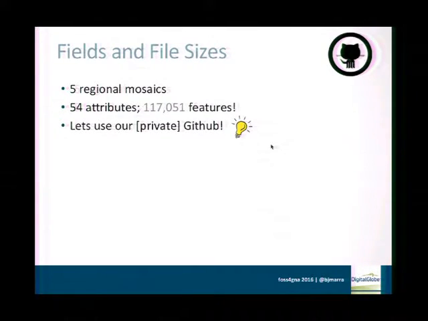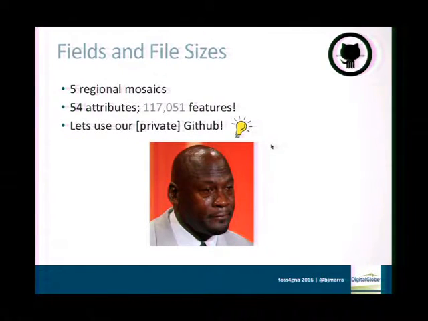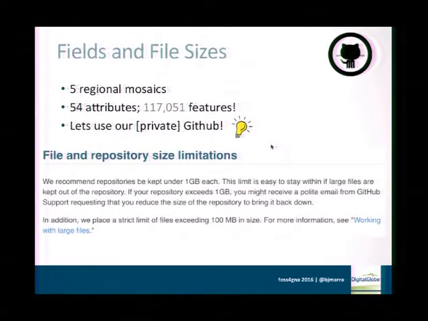Someone had a bright idea. Let's use our private GitHub to share this data, right? It's great. We can share between teams. We can allow for automation of the entire process. And the updates can be managed. We can have multiple resources doing the updates, not just the product manager, right? Sad Michael again. We can't do that. Not quite. File size limitations in GitHub. Makes sense. I totally get it. It's the right approach. We just have too much data. 100 megabytes maximum. How do we get that down?